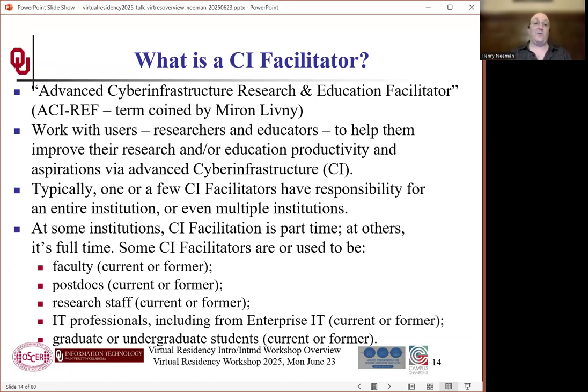And these folks come from a lot of backgrounds. We come from a lot of backgrounds. Faculty, current or former, postdocs, current or former, research staff, like research scientists, research programmers, current or former, IT professionals, including enterprise IT, current or former. In fact, one of the most common ways that a CI facilitator and, in fact, a CI leader is chosen at a non-PhD granting institution, is the CIO goes, okay, Janet, you're in charge of research computing. And suddenly Janet, who's been in enterprise IT her entire career, has an entirely new area that she has to address, usually with minimal preparation. And then students, graduate, undergraduate, current or former, at that institution.